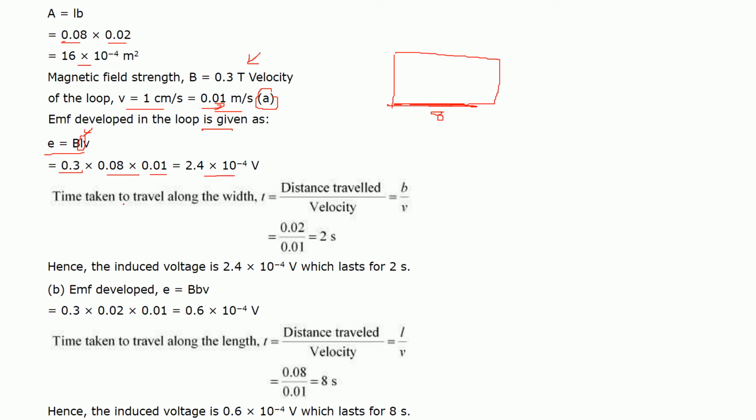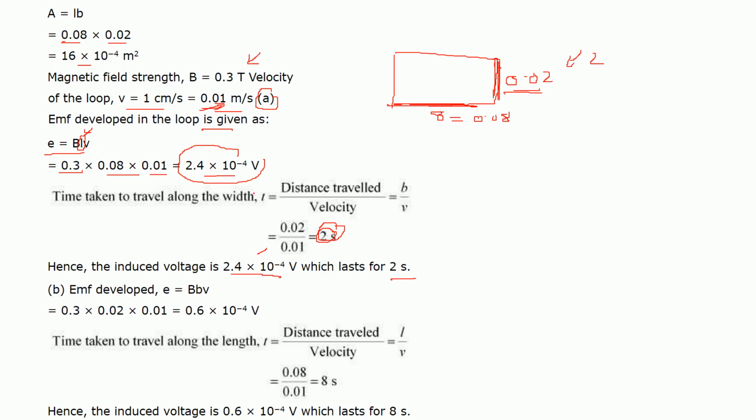Now the time taken to travel along the width, again we'll take this, because the width is 0.02, which was initially 2, so we converted into the proper unit, and this becomes 0.08. Now the time taken to travel along the width will be what? So we have to take the distance as 0.02, and velocity, of course we have a velocity, so put it here, it will be 2 seconds. So the induced voltage is this much for this much of time. So 2.4 into 10 to the power minus 4 volt, which lasts for 2 seconds.